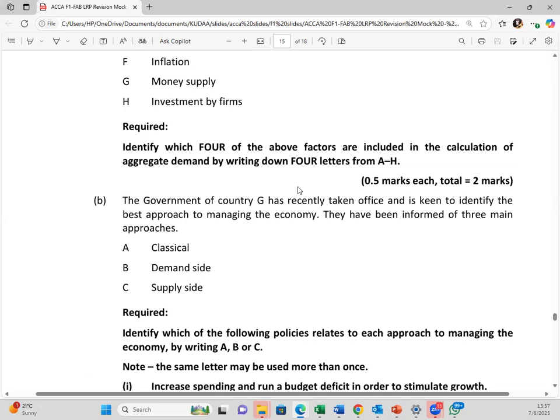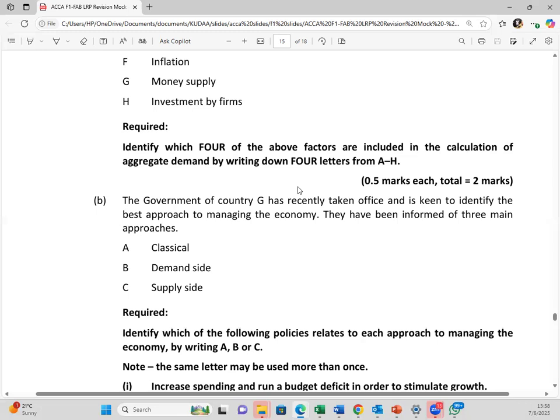The government of country G has recently taken office and is keen to identify the best approach to managing the economy. They have been informed of 3 main approaches. So the classical approach says do nothing. Leave the economy to interact on its own. It will identify its equilibrium point. So leave the forces of demand and supply to interact freely.